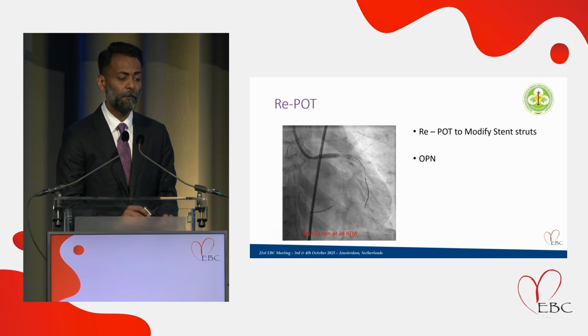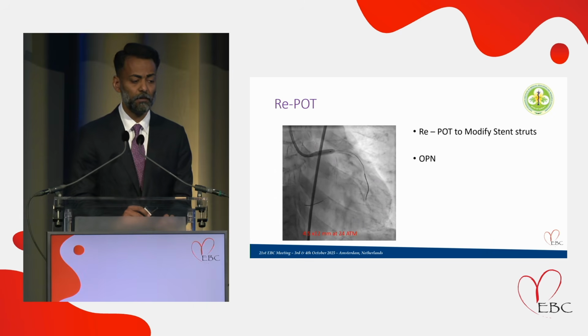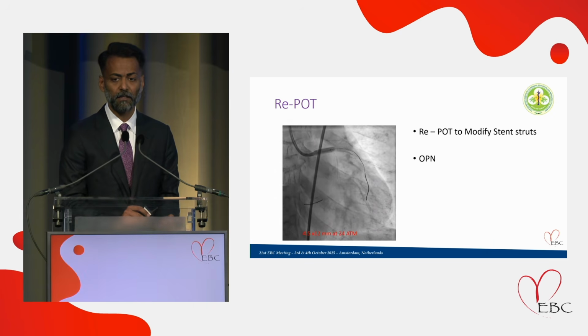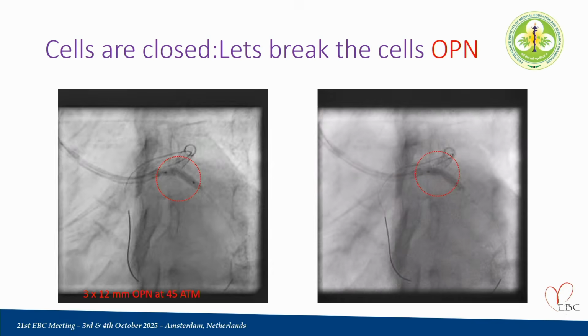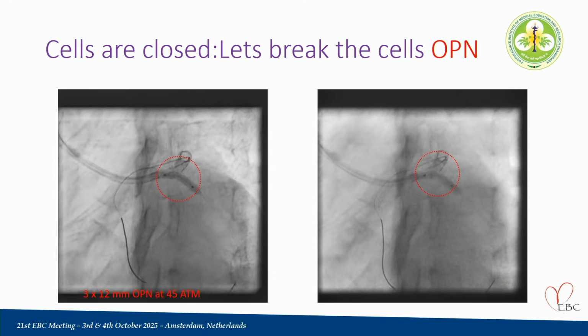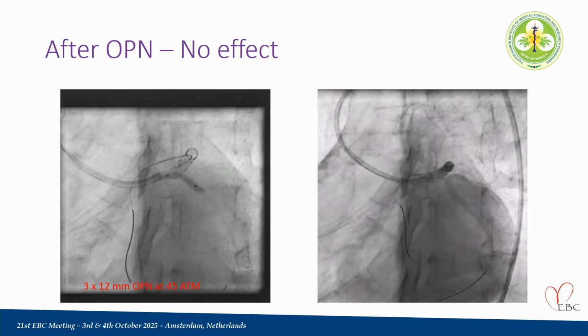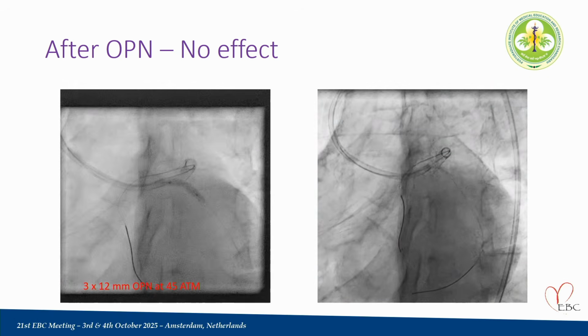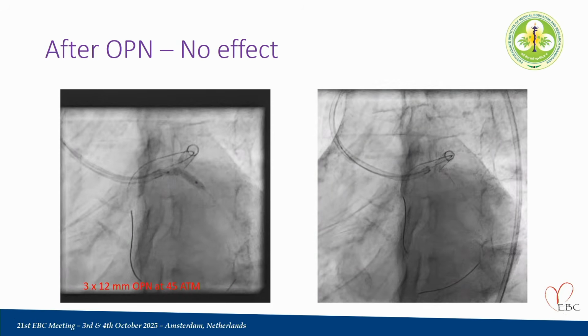So we thought, okay, maybe we do a POT in the left main with a very high pressure balloon. Maybe it will modify the stent struts a little bit. And after that, we'll take an OPN balloon to open up the closed cell design of the stent. So we take a 4.5 high pressure balloon, do a POT, and then take an OPN at 45 atmospheres. Nothing. Even OPN at 45 atmospheres does nothing to the circumflex ostium. So now we are left with very few options. I think we are not left with any option.